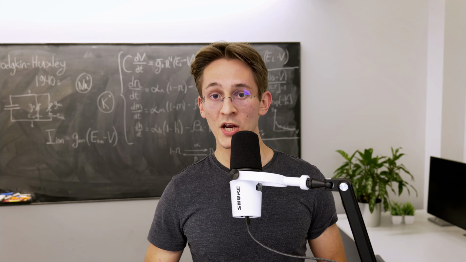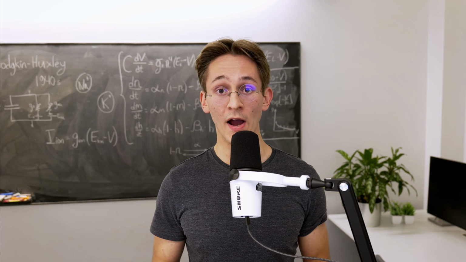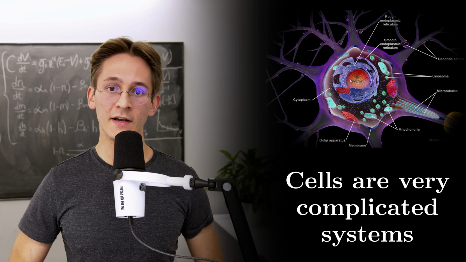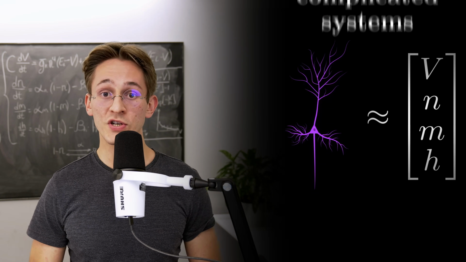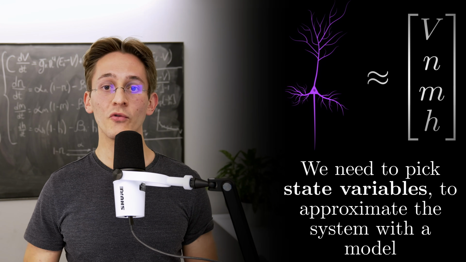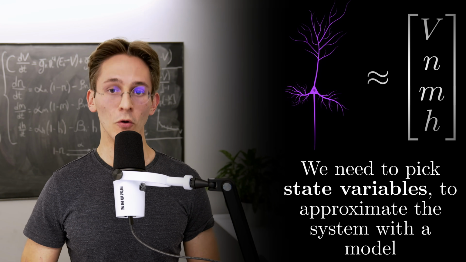To begin describing a neuron's behavior, we need to clarify what exactly we want to model. A living cell is an incredibly complex system, so we will have to make significant simplifications. Using the terminology from the previous video, we need to pick state variables. Let's start with the most crucial one, the membrane voltage.